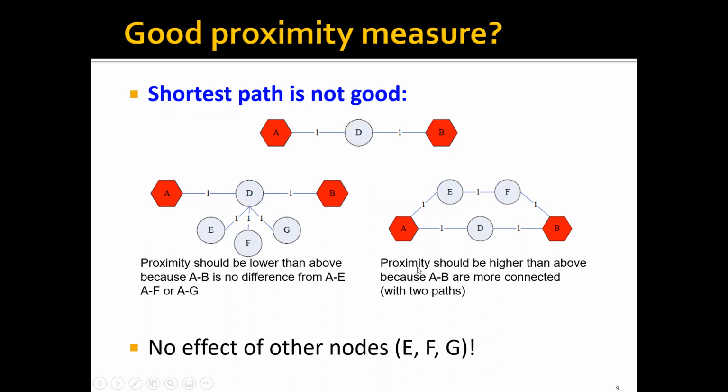On the contrary, the proximity between node A and B in the third graph should be higher than in the first graph, because nodes A and B are actually more connected, as there are two paths between node A and node B. So basically, the shortest path is not a good idea, because the shortest path in these three graphs is equal to 2. This is because it has no effect on the other nodes, E, F, and G.